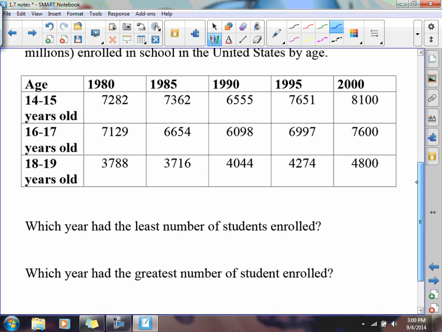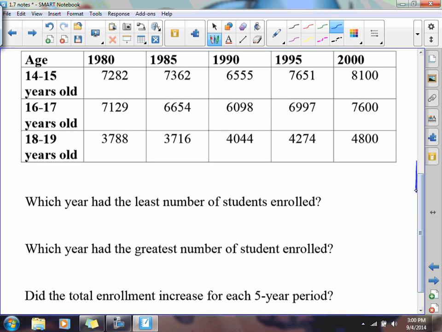And after this table, there are 3 questions about it. It says which year had the least number of student enrollment, and then which year had the greatest number of student enrollment, and then did the total enrollment increase for each 5-year period. So before we can begin to answer these questions, we have to do a little more work with this table.